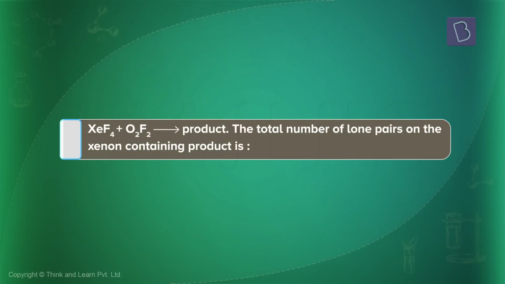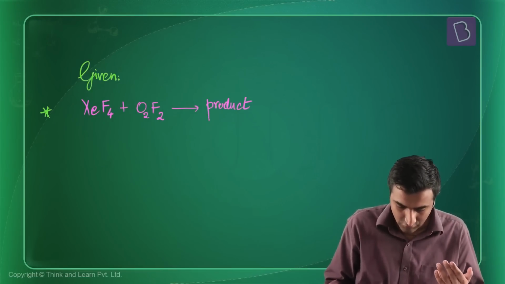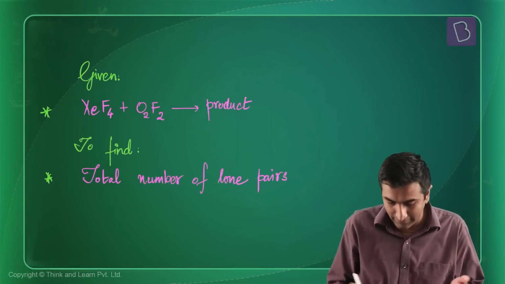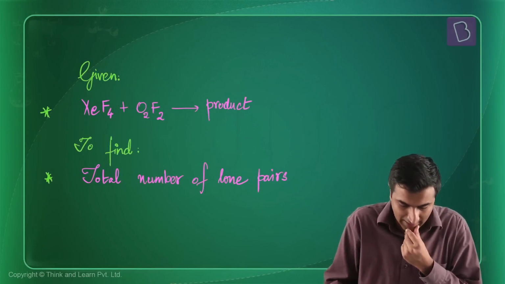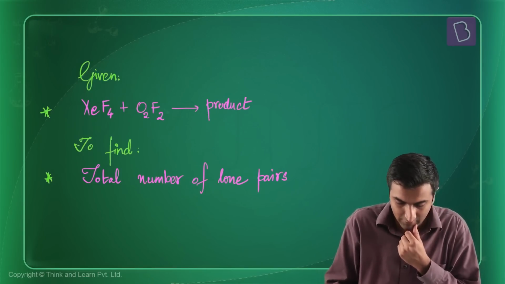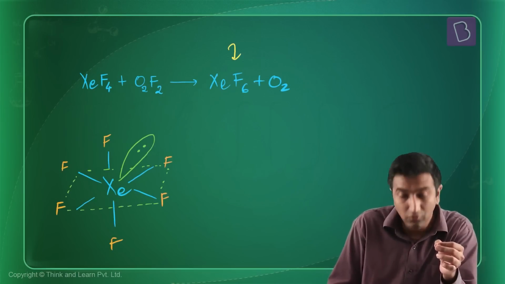So what's the catch here? It seems like a straightforward question because this is a standard reaction. You react XeF4 with O2F2, you get some product that's given to us, and you need to basically just find the total number of lone pairs. So when this sort of a reaction happens, what do you expect? You get XeF6 and O2.